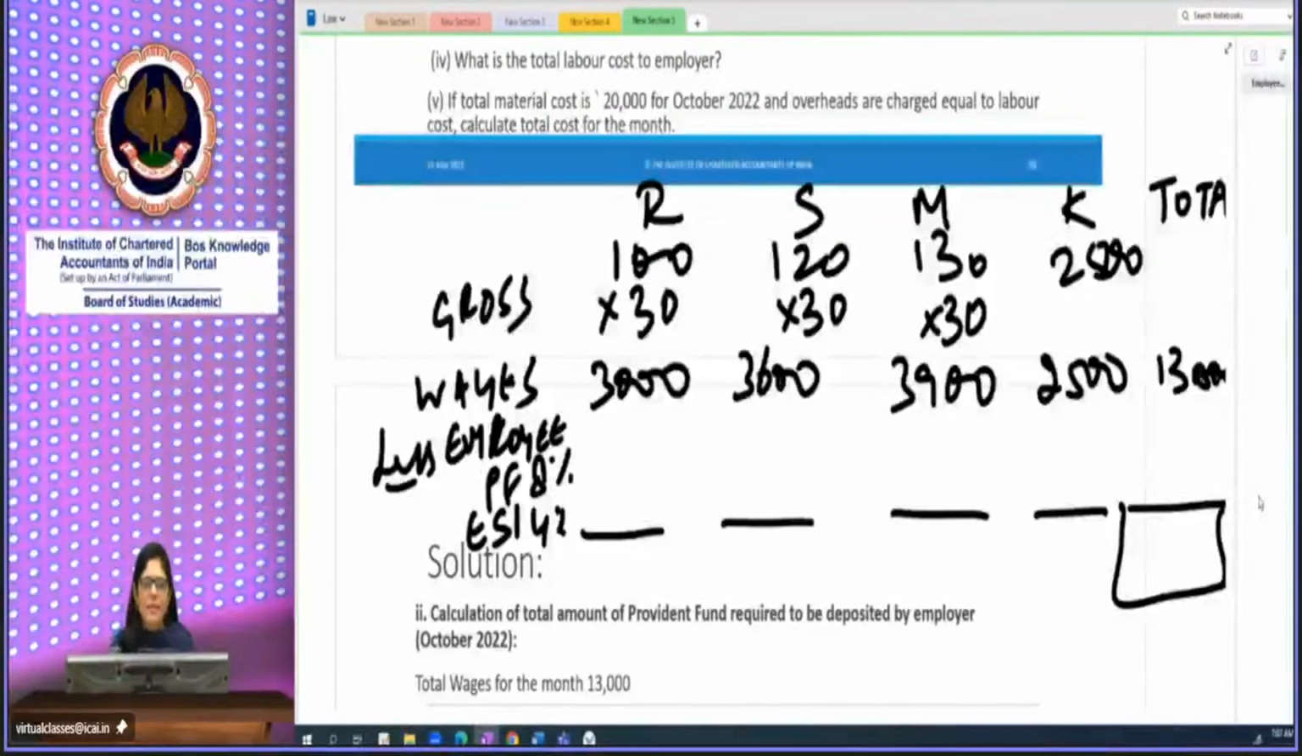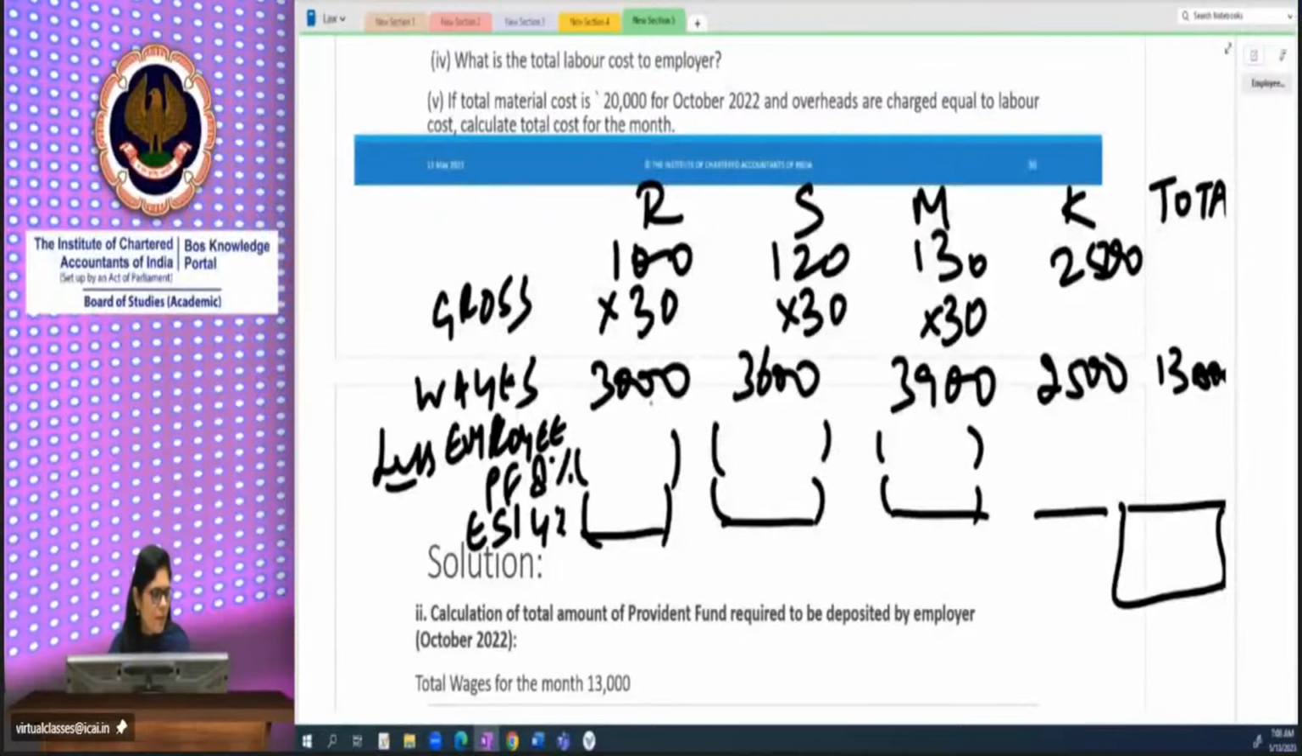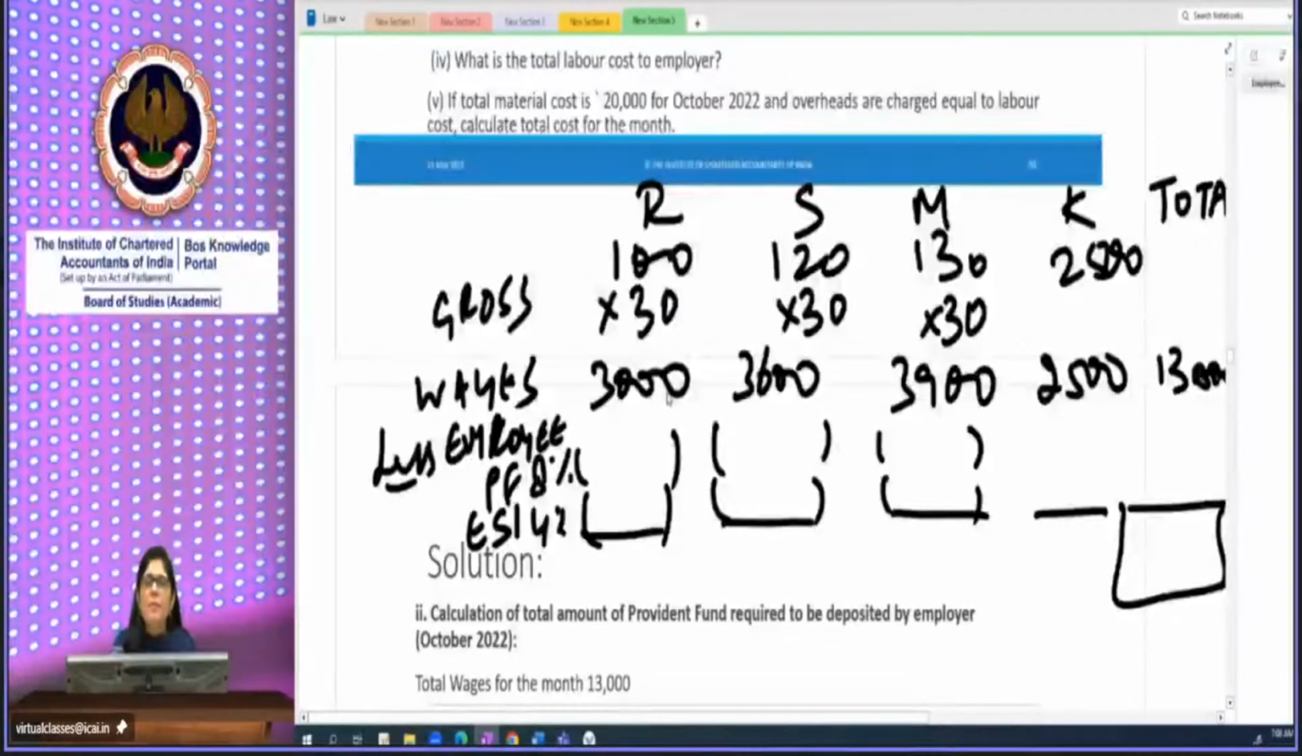Can anybody tell me the net wages which Ram, Shyam, Mohan and Kundan will be receiving? See, gross wages are 3,000, 3,600, 3,900 and 2,500. Then you have to do a PF deduction and ESI deduction for all the four. So can you tell me the net salary of Ram, Shyam?